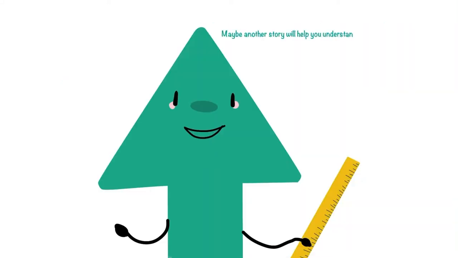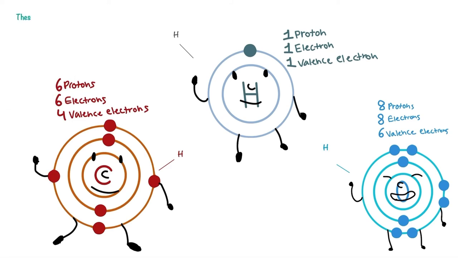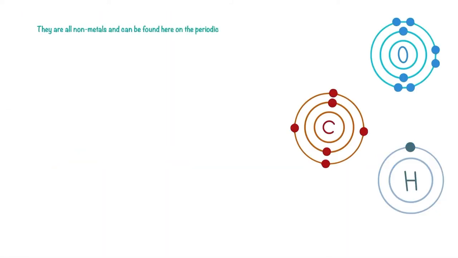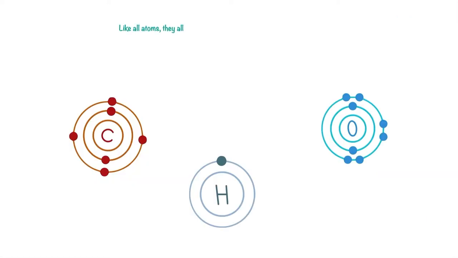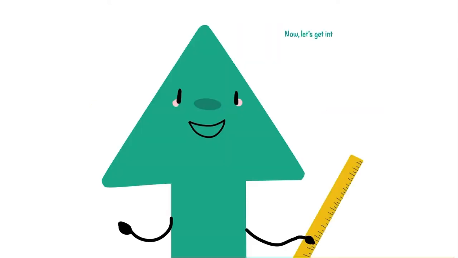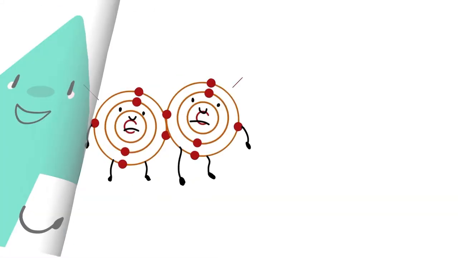Maybe another story will help you understand this concept a bit better. But before we start, let's talk about the characters. These are our characters, carbon, hydrogen, and oxygen. They are all nonmetals and can be found here on the periodic table. Like all atoms, they have a goal of achieving a full valence shell. They can achieve their goals through bonding with other atoms. Now, let's get into the story.